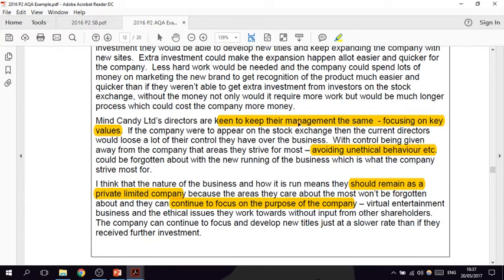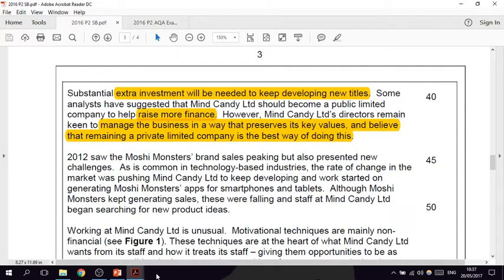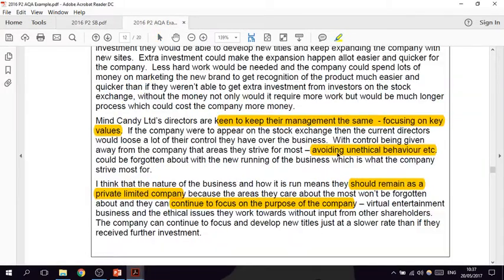They're keen to keep the management the same, focusing on the same key values. It comes from this same paragraph, okay? That focusing on the key values, if the company were to appear on a stock exchange, then the current directors would lose a lot of their control. With control being given away, the company may not be able to avoid unethical behaviour.